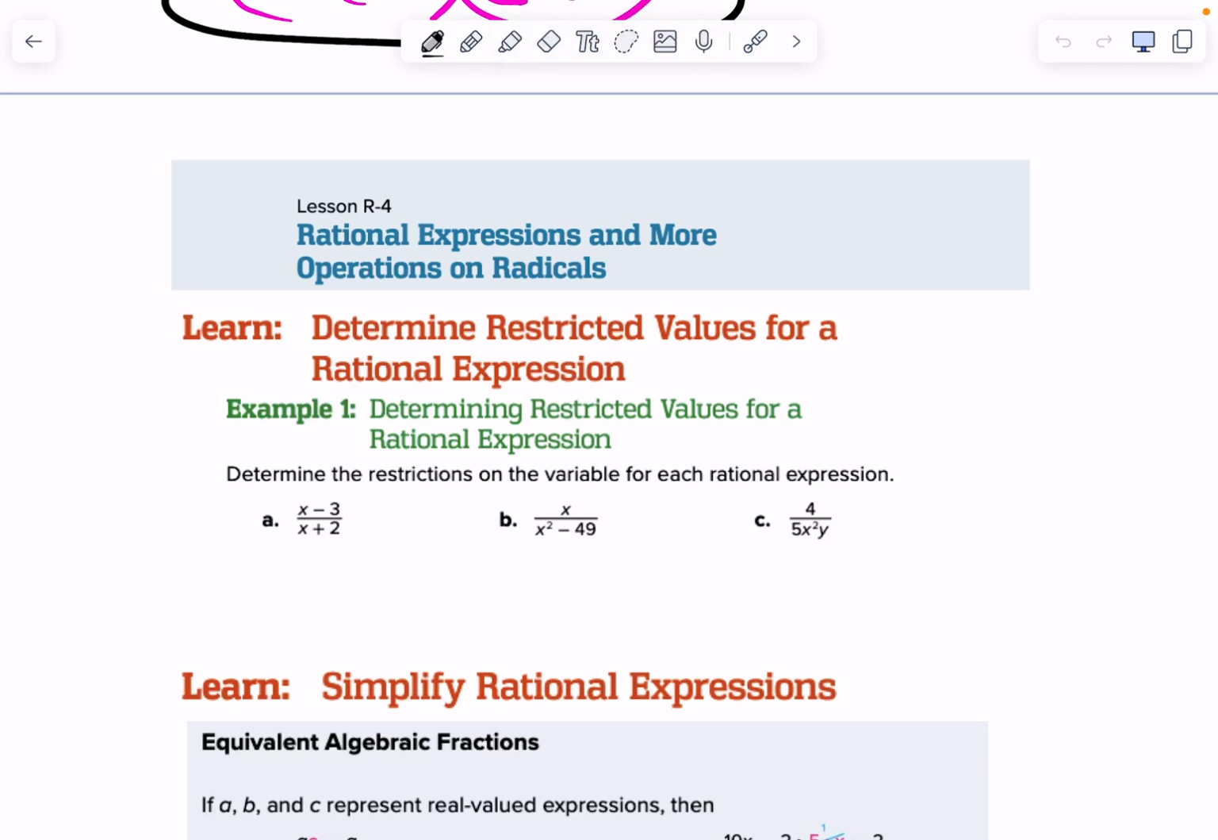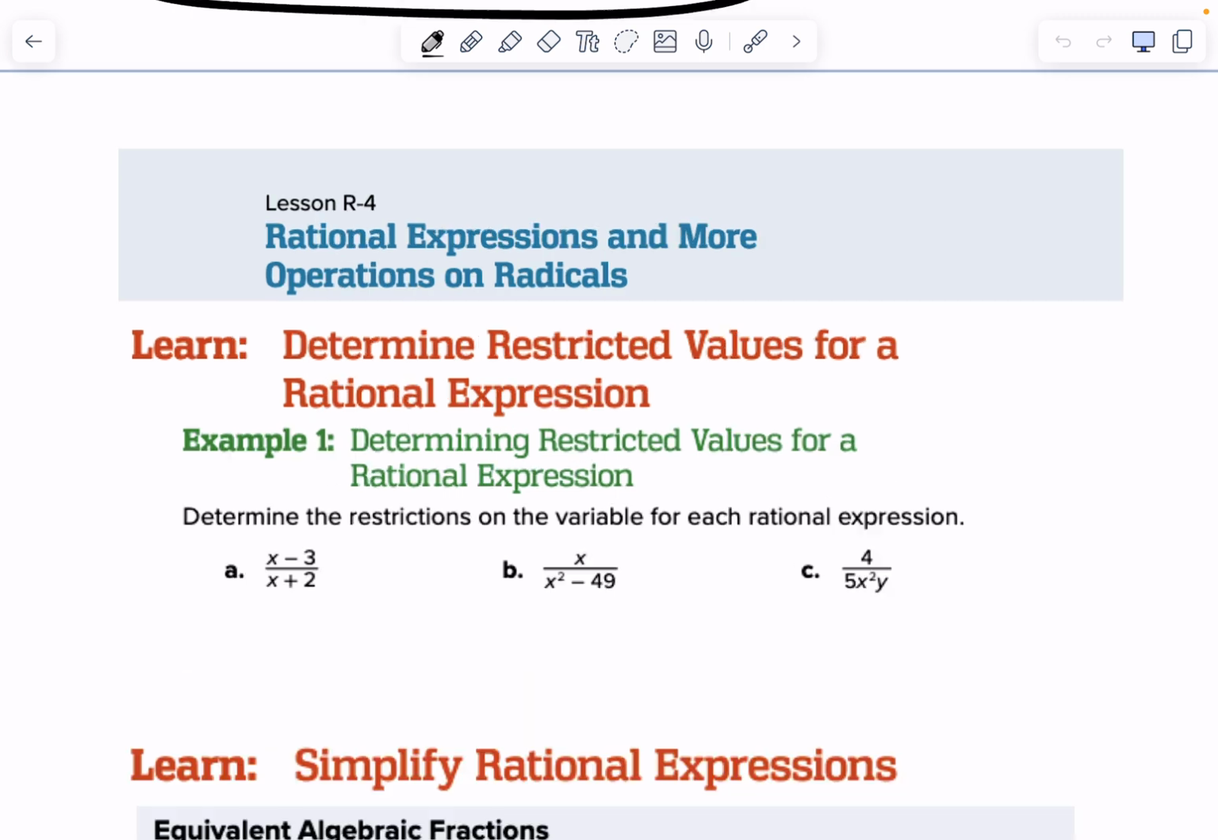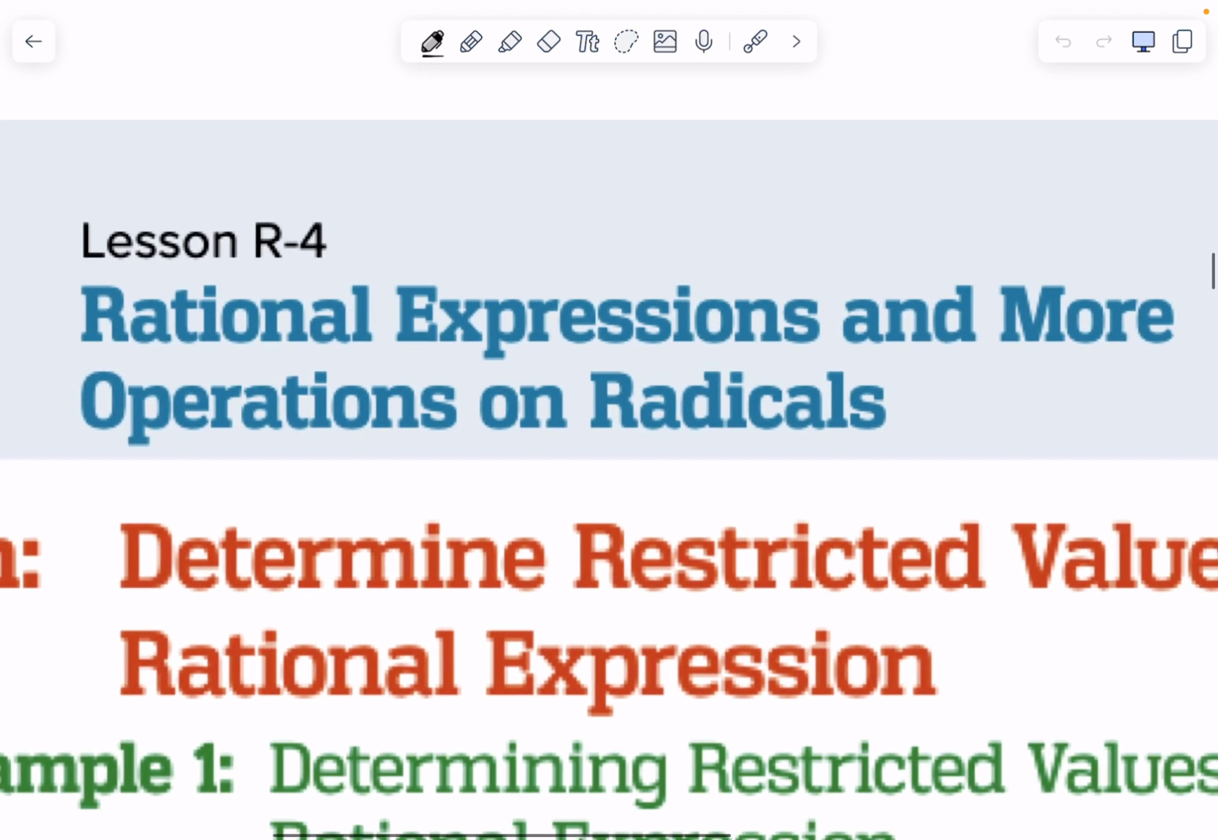Okay, hey Chloe. This is Friday. We're starting R4 notes. Yesterday we just finished quizzes, which I'll have you do when you come back. But here is R4. And first things first, I'm going to dissect the title of this a little bit.